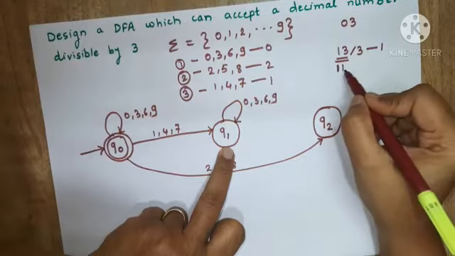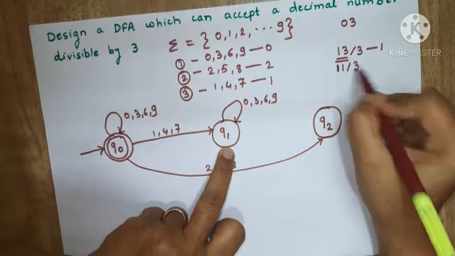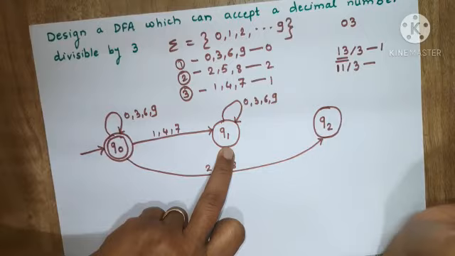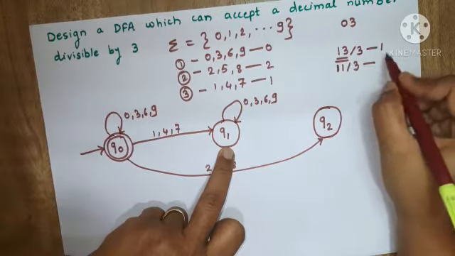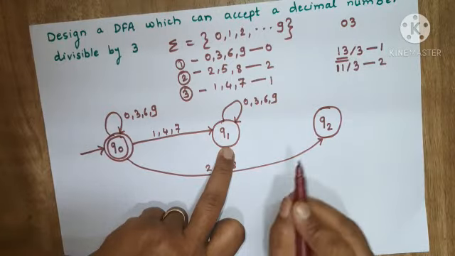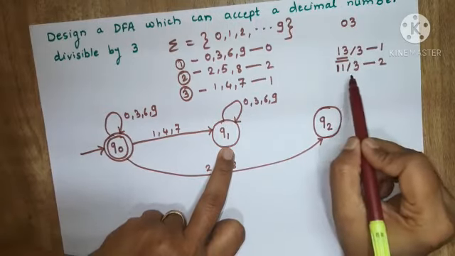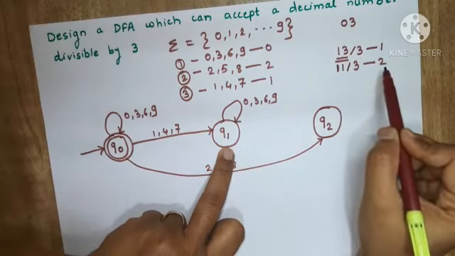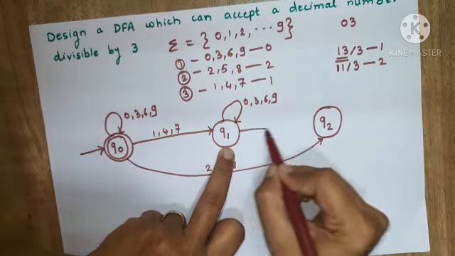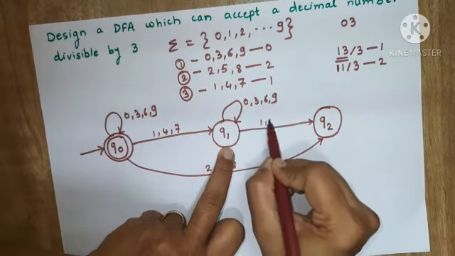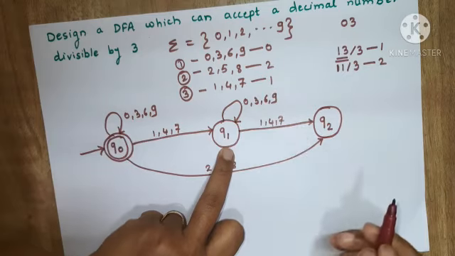So my number will become 11, and if I divide this by 3, what remainder will I get? I will get remainder 2. So that means for this 1, 4 and 7, I have to show a transition to a state which is having remainder 2. So for 1, 4 and 7.